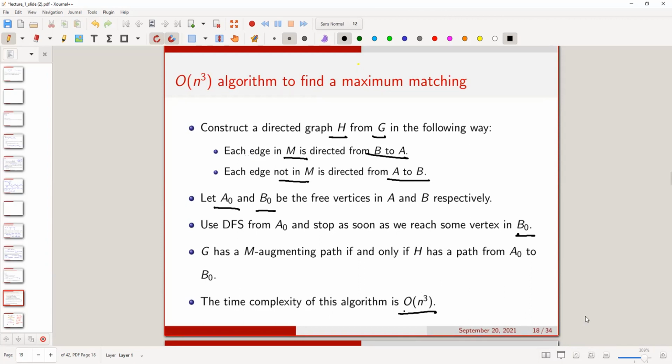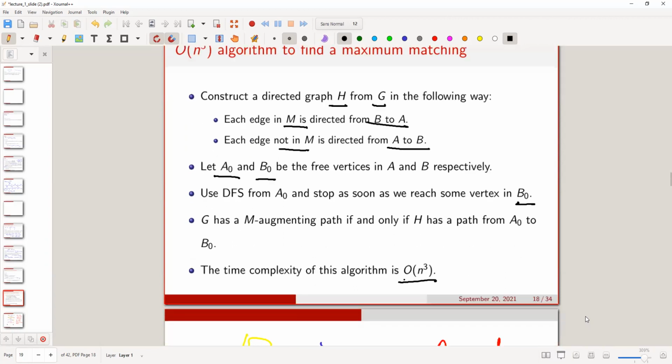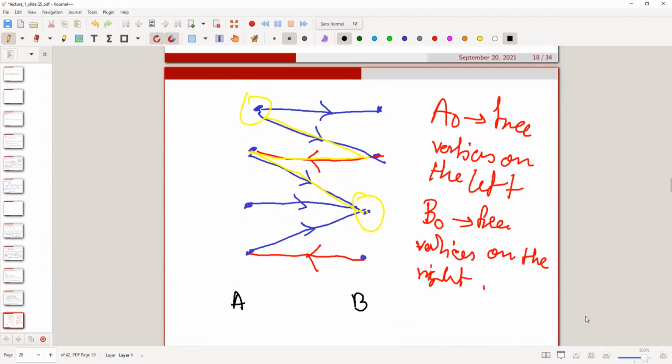So you repeat this till there are no more free vertices left, or so I don't get when you stop the algorithm. So we basically stop the algorithm if we can't find such a path, the path I have shown here. So what is happening here? After we find such an augmenting path, so okay.